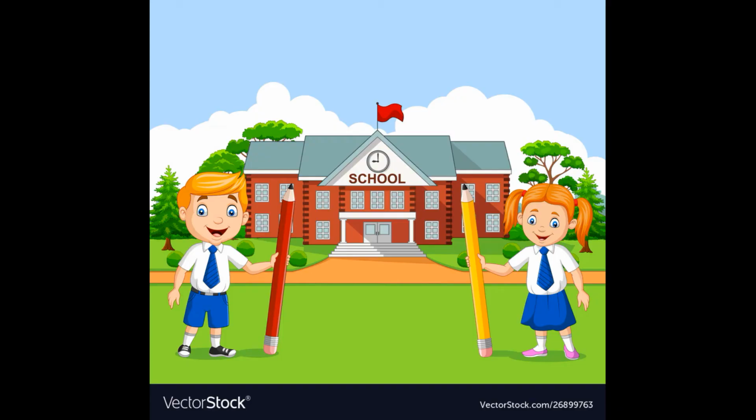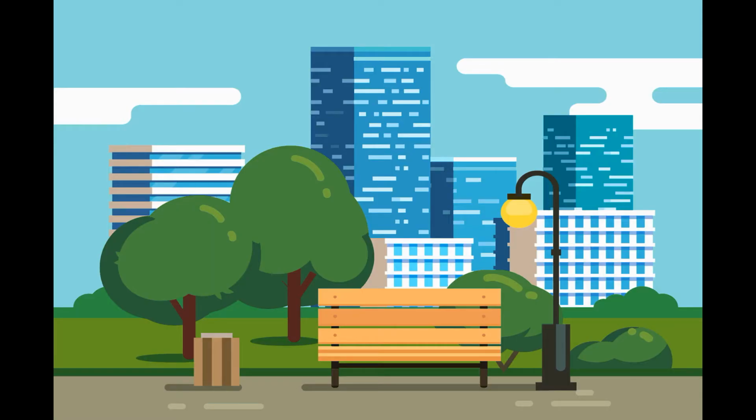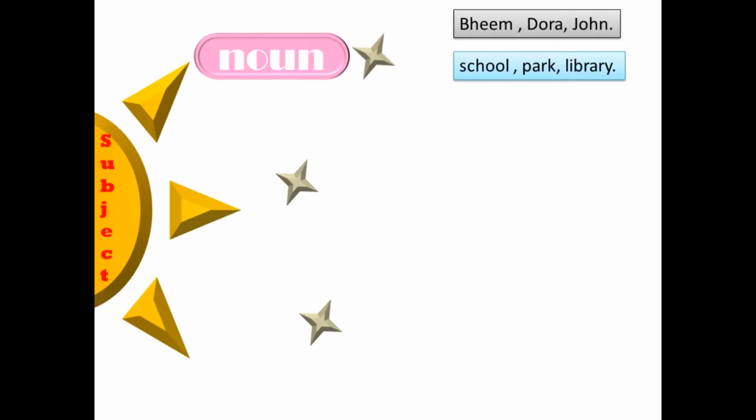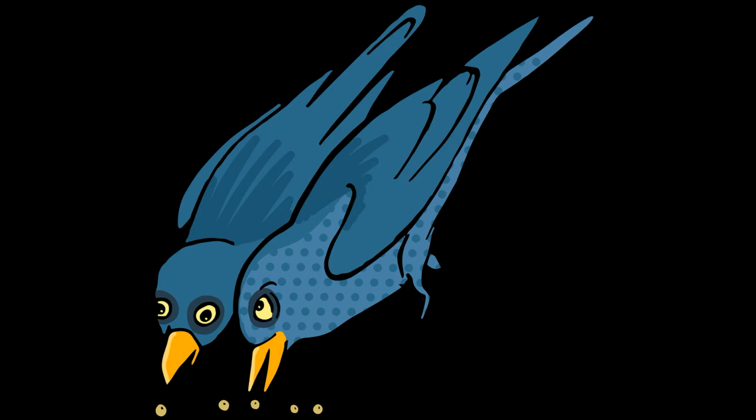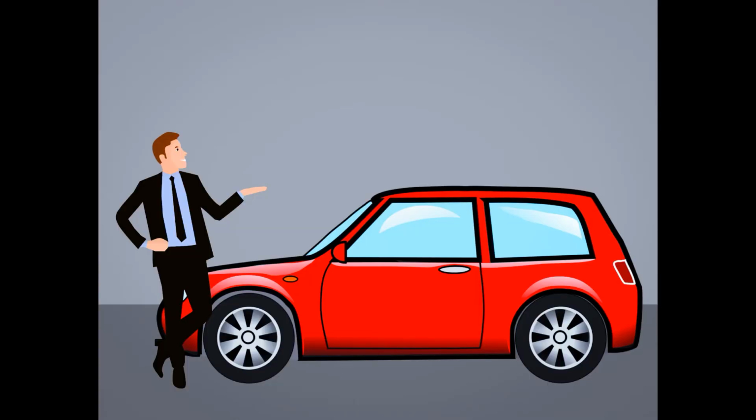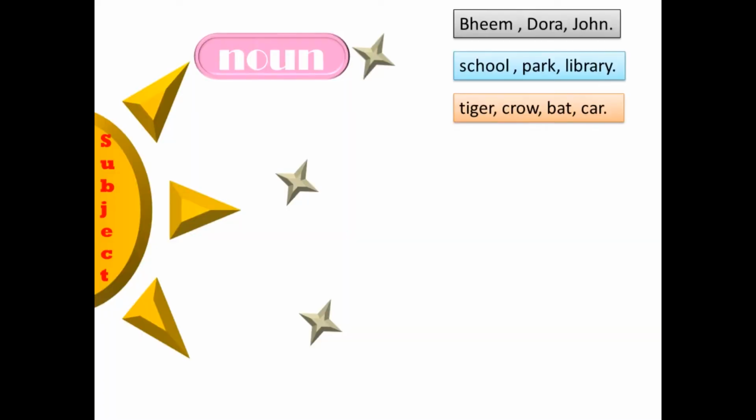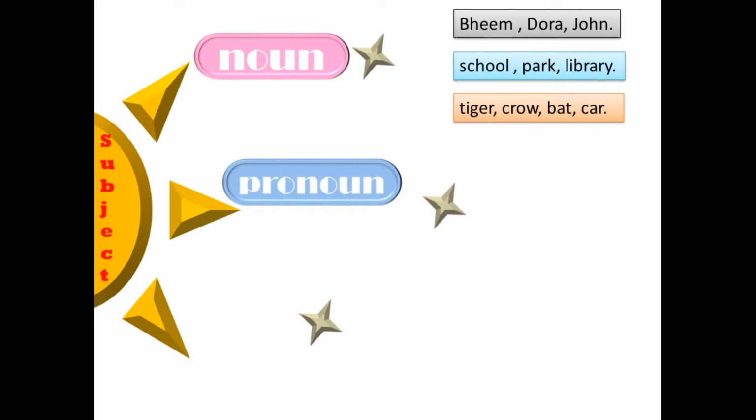Names of places like school, park, library, and names of animals or things like tiger, crow, bat, car, and so on. A subject can be a pronoun. Pronoun is a word used in the place of a noun like I, we, you, he, she, it.